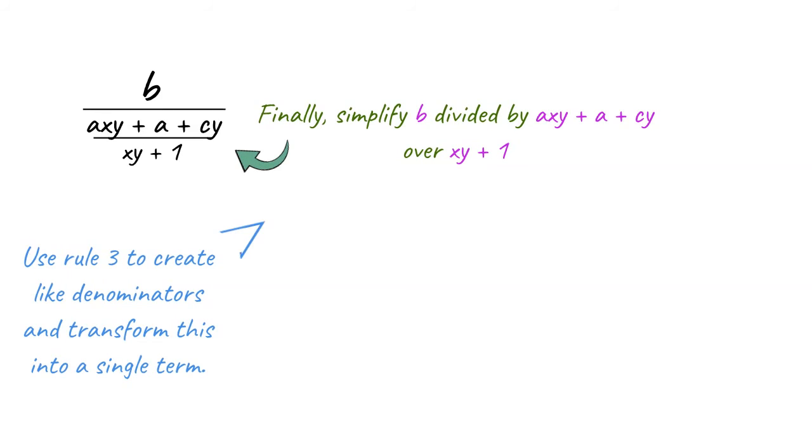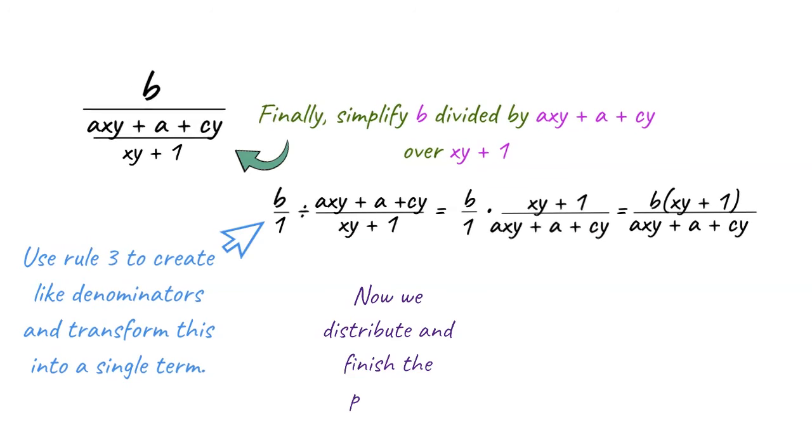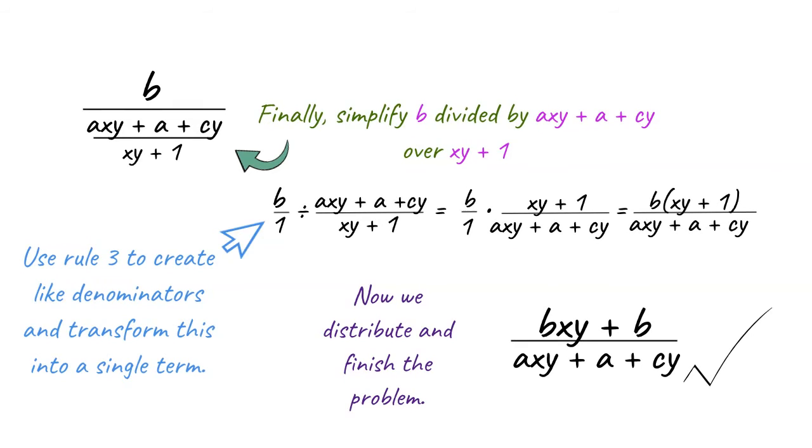Now we'll use keep it, change it, flip it again to create a simplified fraction that is as reduced and simplified as possible. Again, if we were to use integers instead of variables, we might also need to squish and/or reduce the fraction after this step.